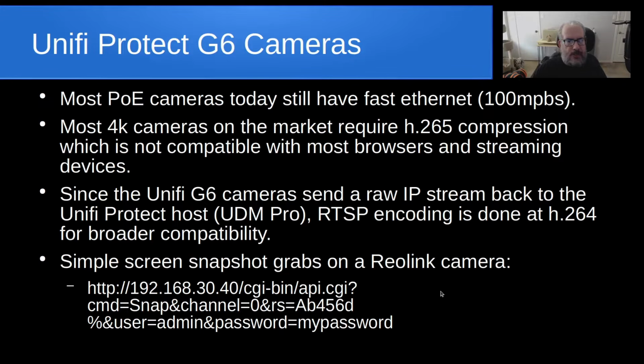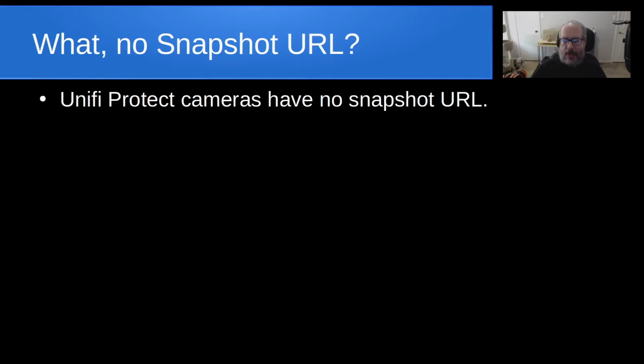And I'll show you a specific example later of what I use screen snapshots for and why I consider them to be important. But when I started using the new camera from Ubiquiti and started using the G6, my first question was, what? No snapshot URL? Surely you're mistaken. And so Unifi Protect cameras have no direct snapshot URL, and that's because the camera really doesn't provide any direct function from the camera itself.